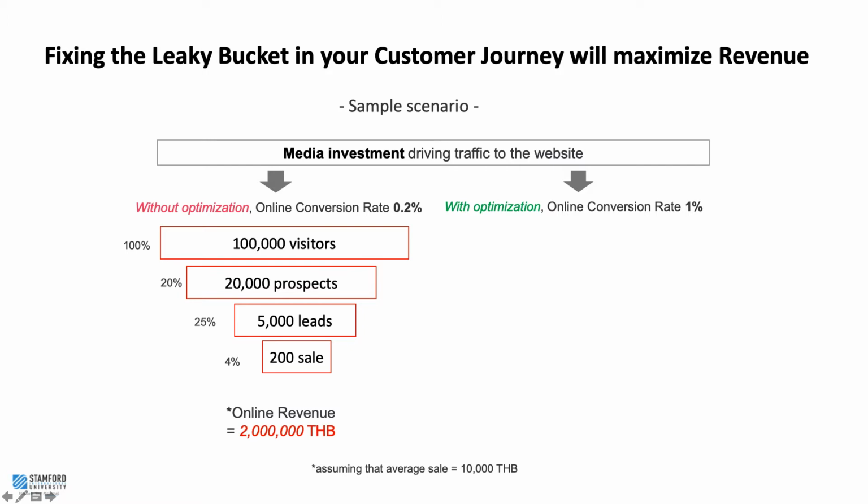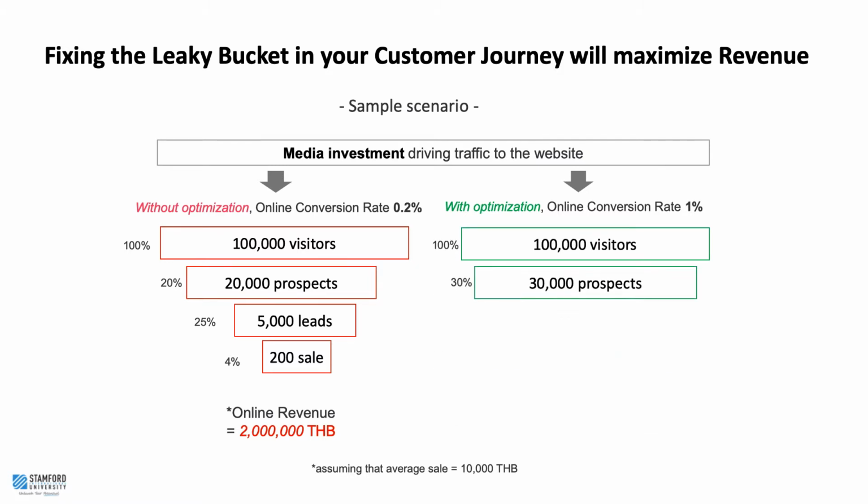So the idea is that we're going to make a few improvements on the site that can improve each of the drop-off points in the journey. So again, you have the same 100,000 visitors. From those 100,000 visitors, this time 30% become a prospect. And from those 30,000, you have 8,000 leads, so that's a 26% jump as opposed to 25. So just small incremental, just 1%.